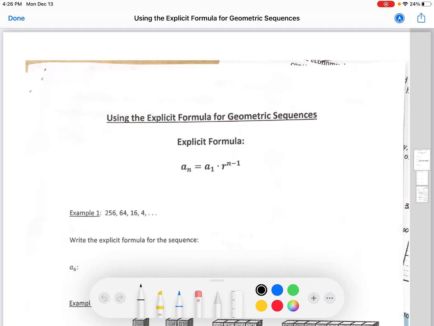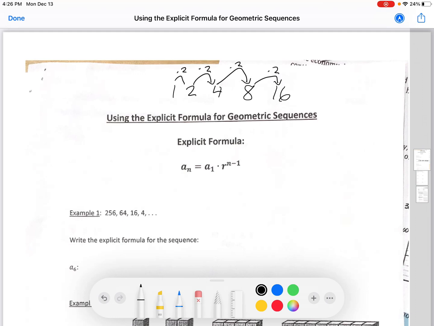All right, so we're talking about geometric sequences. You'll recall a geometric sequence is any sequence where you have to multiply to get to the next term. For example, 1, 2, 4, 8, 16. To go from 1 to 2, you have to multiply by 2. Similarly, you multiply by 2, multiply by 2 to get to the next term, and so on and so forth.